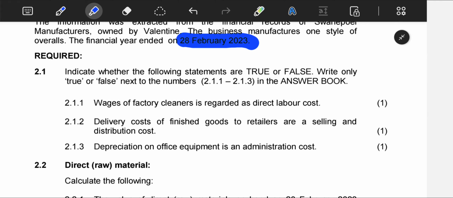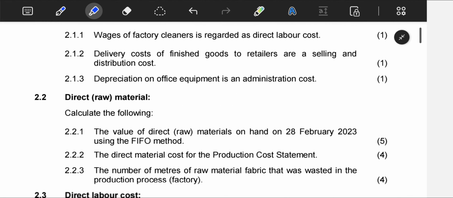And then depreciation on office equipment is an administration cost. Okay, we have administration cost and we have factory cost in a company that is doing manufacturing. So depreciation of the equipment that is being used in the office, that equipment is not being used to manufacture the overalls. It's used in the office. So that's administration cost. It's not a factory. So we only consider those which are in factory cost to be considered as factory overheads. That other side is the opposite of administration cost. So yeah, this one is administration cost. That is true. Right.